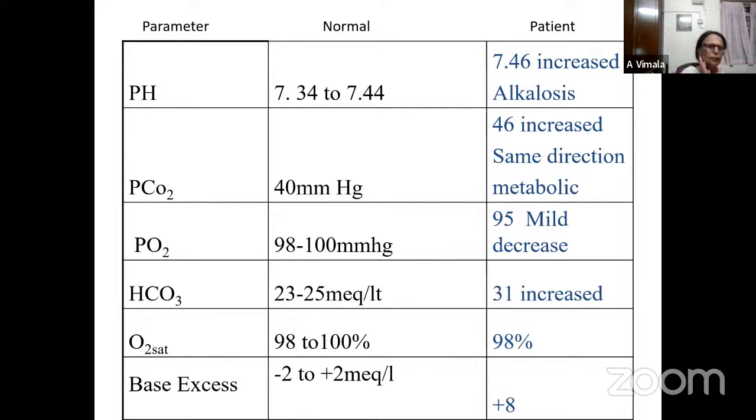Same direction rule. So it is a metabolic abnormality. Now, HCO3 is 31, it is also increased. Oxygen saturation is 98%. So applying the rule, I'm repeating it over and over again because I want you to remember that it is a simple rule. Okay, so this is a metabolic alkalosis.